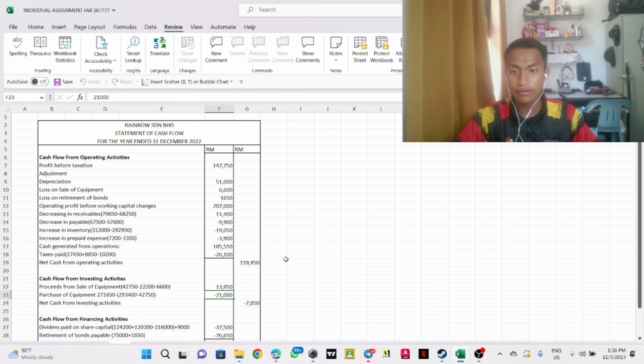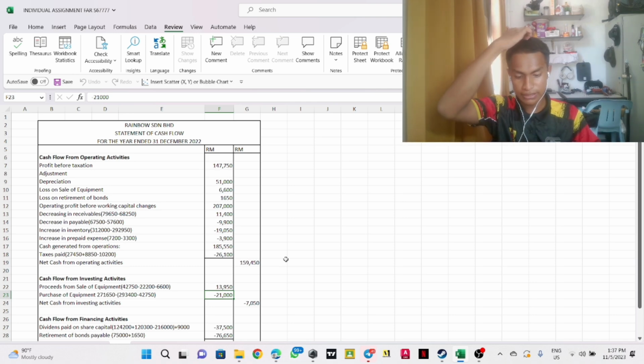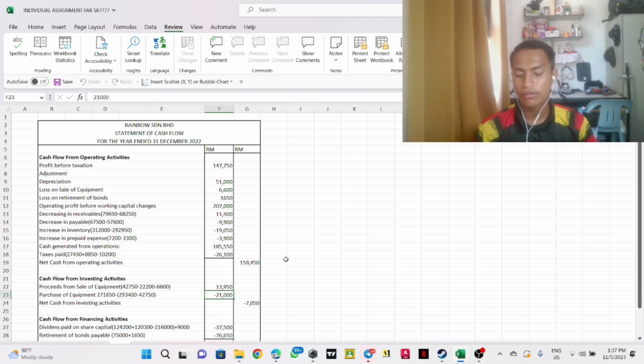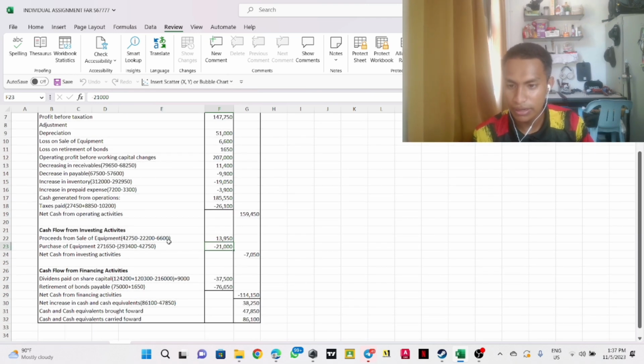Next, we will subtract the amount with the purchase of equipment of 21,000. We can find this amount in additional information number one, which is equipment costing of 42,750. This amount will be deducted from the subtraction between the amount of equipment in 2021, which is 293,400, and in 2022, which is 271,650. So when 42,750 is subtracted by 293,400 and 271,650, then the amount is 21,000. And when 13,950 is subtracted by 21,000, then you get net cash from investing activities, which is as much as 7,050.